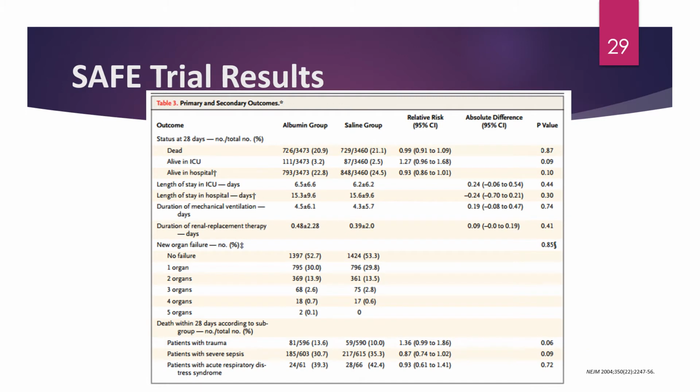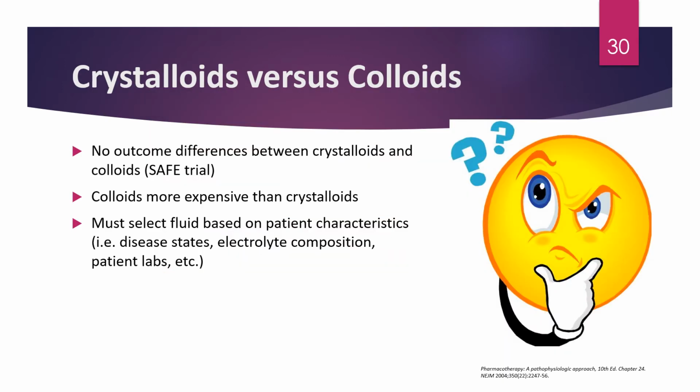What they saw in this study in regards to the primary and secondary outcomes was that there were no statistical differences between all of their outcomes. They didn't have any increased patients that died from a statistical significance perspective. In regards to organ failure, it wasn't statistically significant. Duration of mechanical ventilation, renal replacement therapy, length in the ICU, none of it was different between the albumin group and the saline group. So overall, what do you find with crystalloids and colloids? There was really no difference in outcomes between the crystalloids and colloids in the SAFE trial.